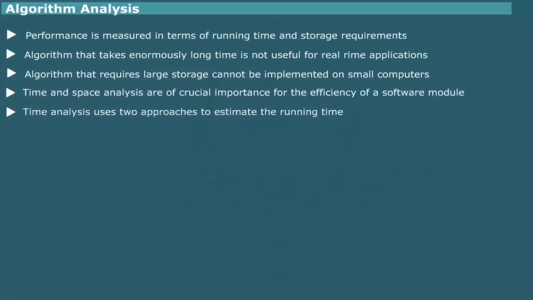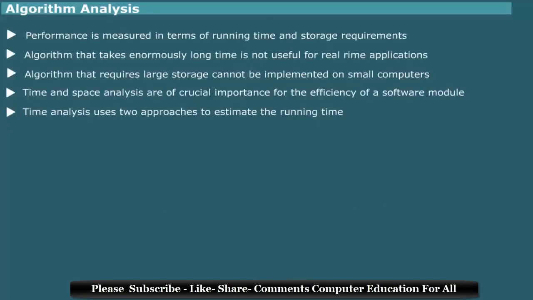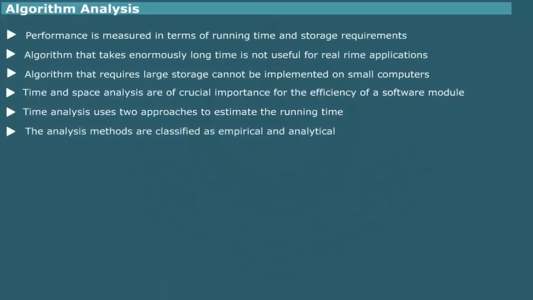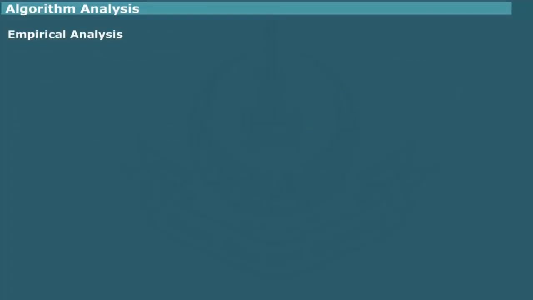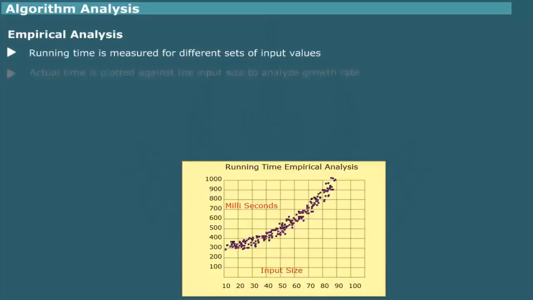The time analysis uses various techniques to estimate the runtime of an algorithm for a set of input values. Basically, two approaches are adopted, which are classified as empirical and analytical. Empirical analysis: in the empirical method, the runtime of an algorithm is measured in real time for different sets of input values. The actual time is plotted against the input size to analyze the growth rate. The figure also shows time measurements of two algorithms for sorting.